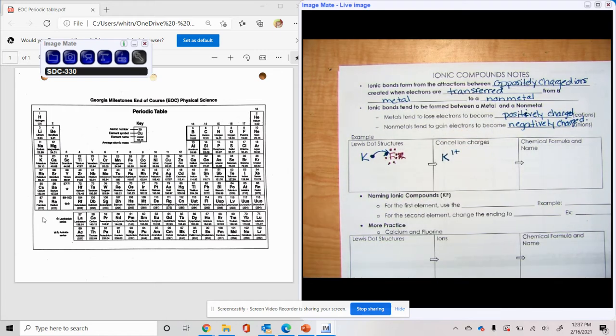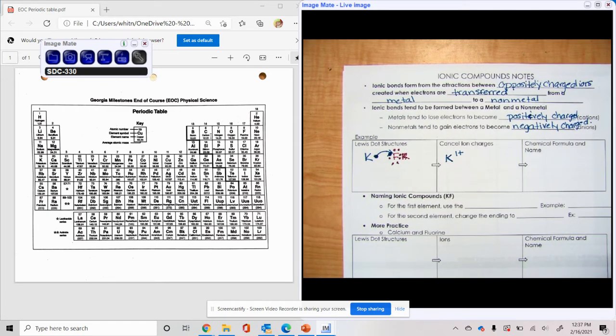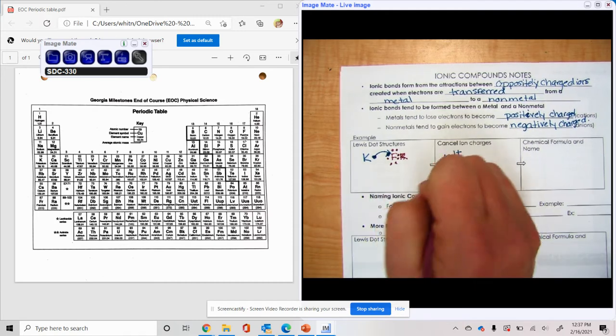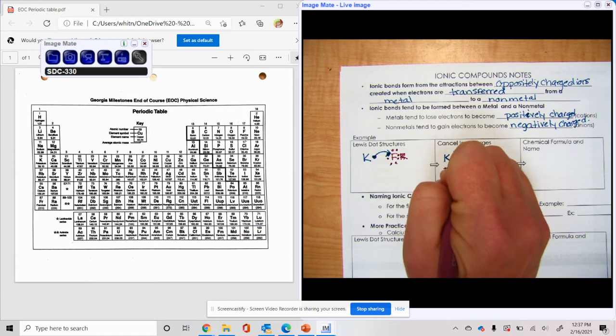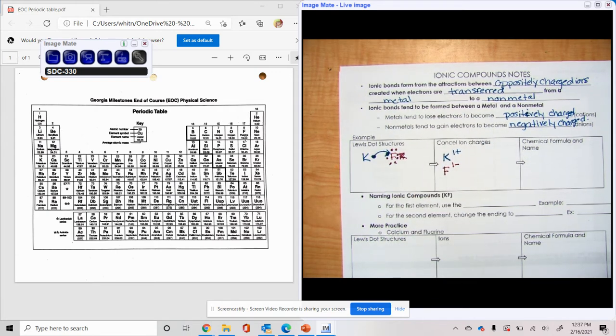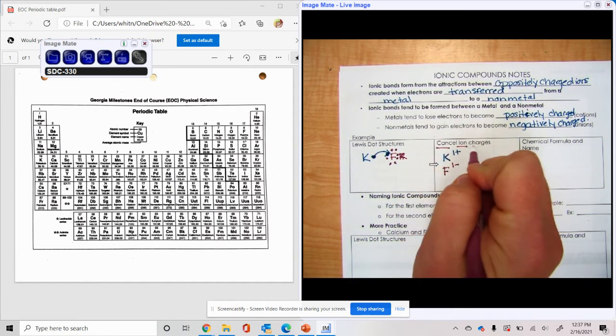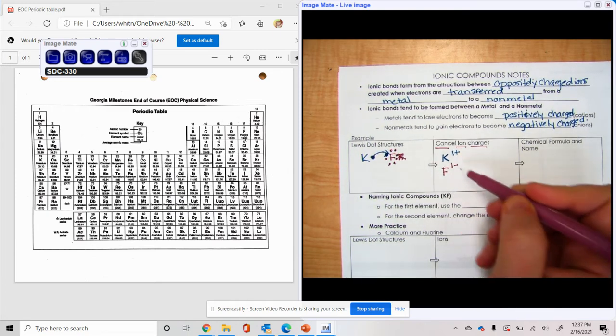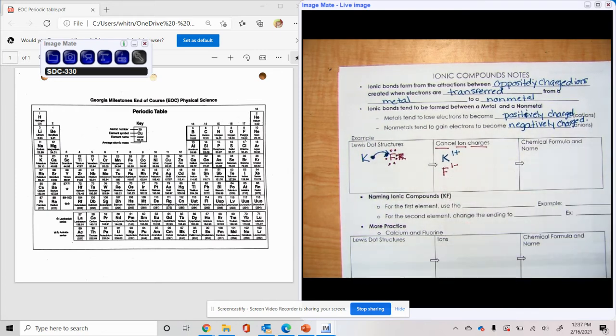All right. Fluorine is all the way over here. So let's remember 1 plus, 2 plus, 3 plus, skip, 3 minus, 2 minus, 1 minus. So it's going to be F1 minus. All right, so you see how it says cancel ion charges? They have to balance. If I have 1 positive and 1 negative, does that balance out? It does balance out, okay?